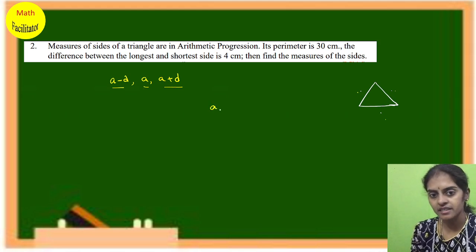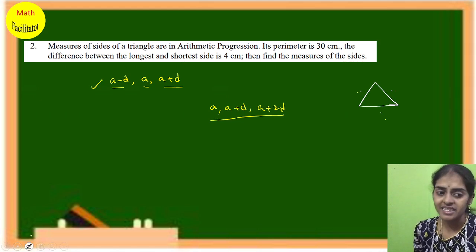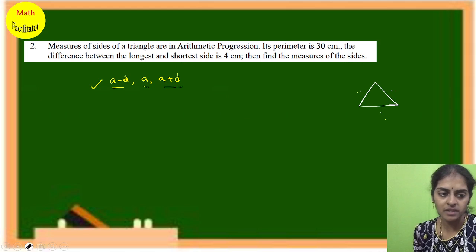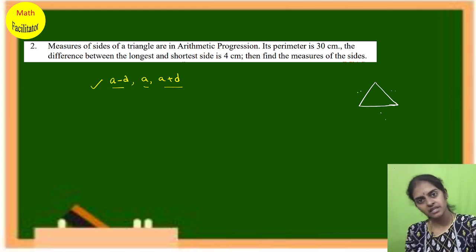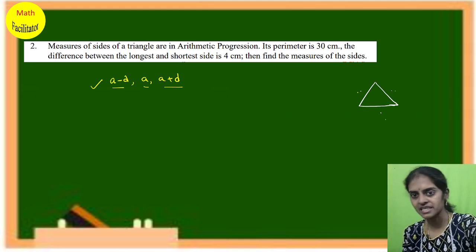Instead of taking the terms as a1, a2, a3 or a plus d, a plus 2d, nothing will get cancelled when you add. But when you take it like this, it will satisfy the condition of AP, and also you will get the answer easily. So always remember, when 3 terms are in AP, you take the 3 terms as a minus d, a, a plus d.